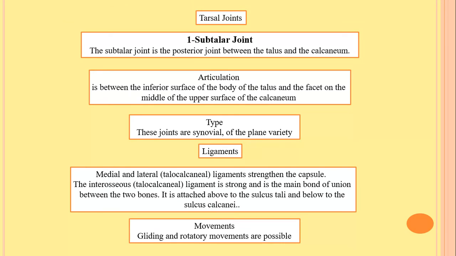The interosseous ligament, joining the two bones, is flattened, and it is attached above to the sulcus tali and below to the sulcus calcanei. That means this interosseous ligament is filling the gap between the two bones, the calcaneum and the talus.